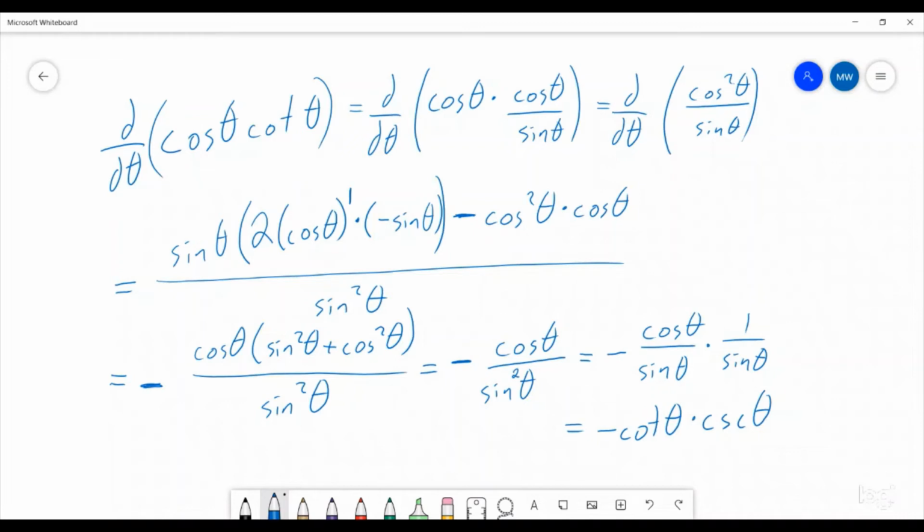We just used the quotient rule. We went low d high minus high d low all over the bottom squared, and we just simplified and wrote it down in as nice a way as we could. And that is how we would be able to go through and do this problem.